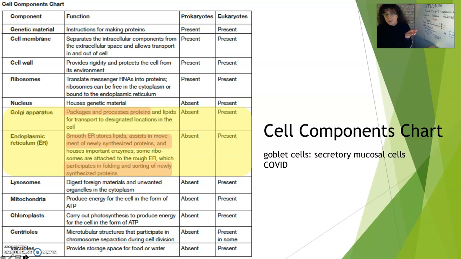If you want to remember that about Golgi apparatus and what they do, they are secretorial cells that process a lot of protein, mucus, and one mnemonic for that might be Golgi goblet cells make gunk. Okay, so if that helps you out, those are secretorial cells that do produce an enormous amount of protein, and they are in eukaryotic cells.